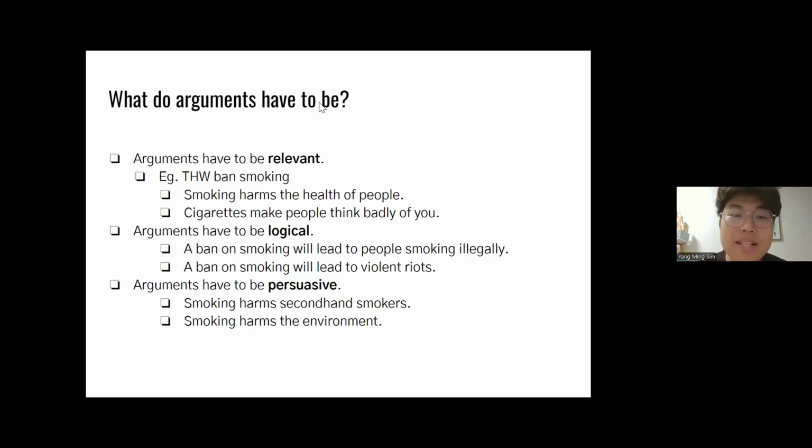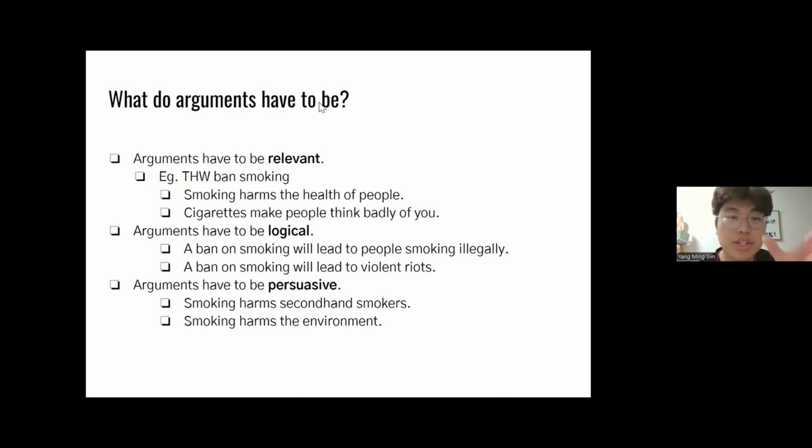So arguments have to be three things. The first is that they have to be relevant. What this means is that the thing you're arguing should be relevant to what you are debating about. So for arguments like smoking harms the health of people, or cigarettes make other individuals think badly of you, it must be relevant to why you should ban smoking.